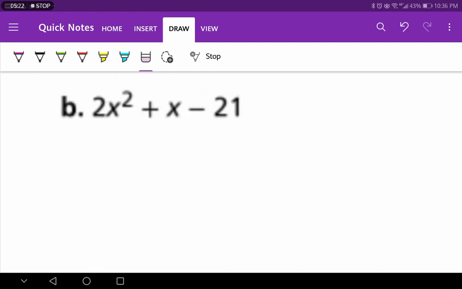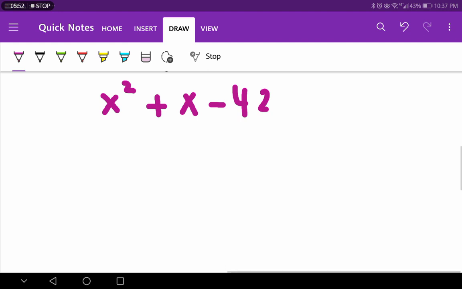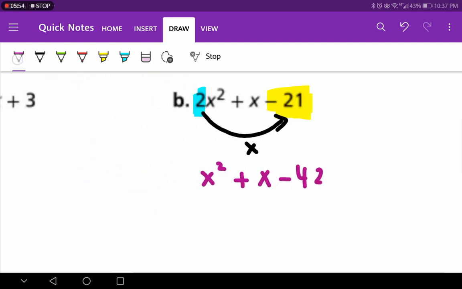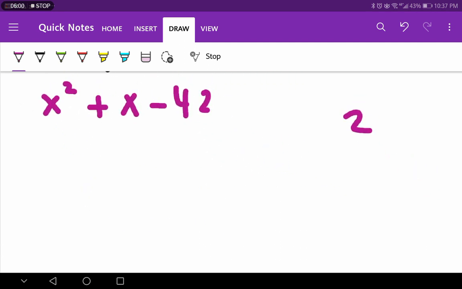This is what we will learn tomorrow, my dear students. So I hope you watch this video before you come to my school. Now, as usual, we move to the C, but we have to check if this guy is 1 or not. But here it is 2, so directly I do the multiplication between the A and the C, so it will be x squared plus x minus 42. So I have a new equation here, and I will never forget the 2, so I will write it here beside me, because sometimes we forget the 2.